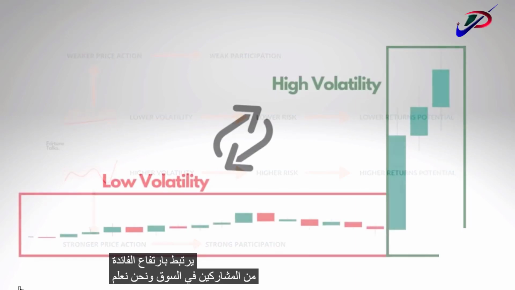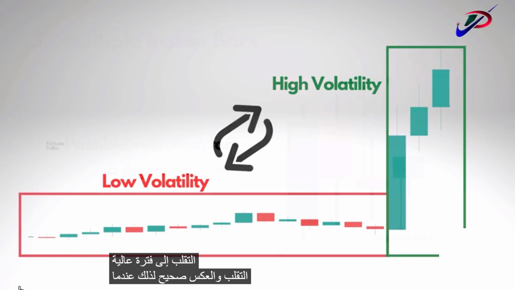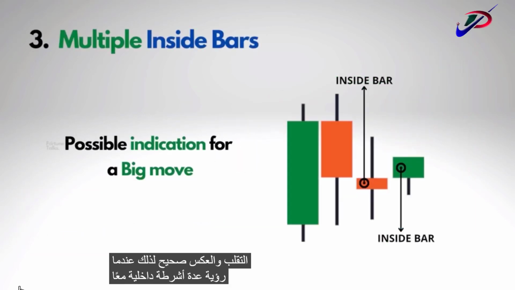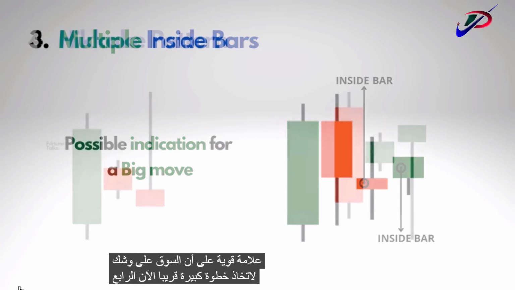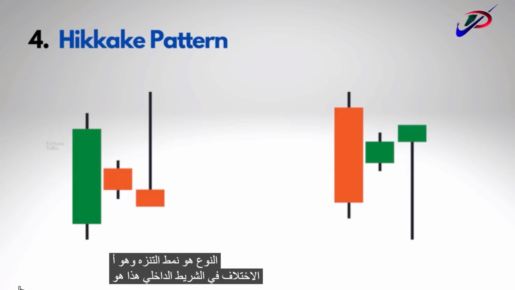And we know the market volatility is always changing. That is, it moves from a period of low volatility to a period of high volatility and vice versa. So when you see multiple inside bars together, it is a strong sign that the market is about to make a big move soon. Now the fourth type is the Hikake pattern, which is a variation of the inside bar.